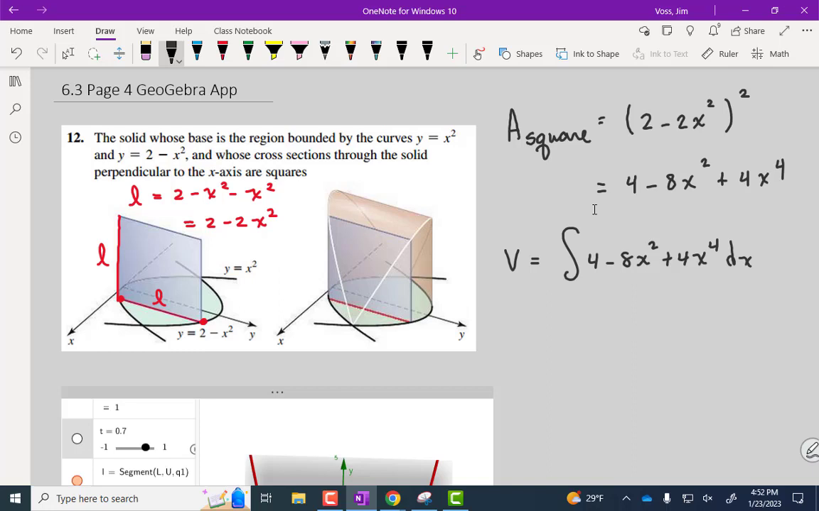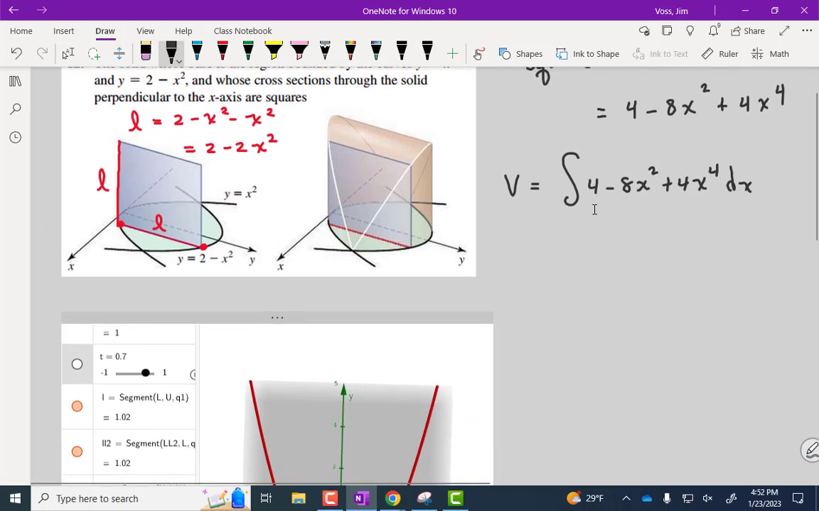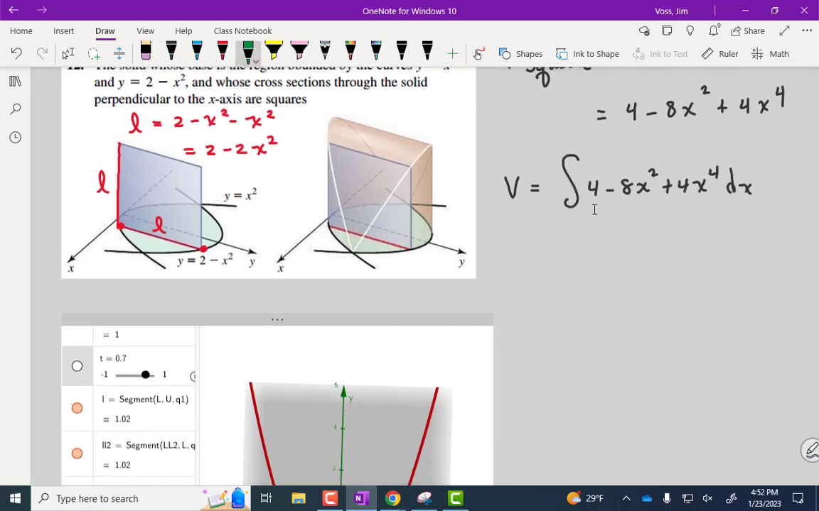And how do we find the limits of integration? We're going to set the two curves equal to each other. So we have x squared is the lower curve, the upper curve is 2 minus x squared. So we end up with 2x squared equals 2. Divide out the 2. We get x squared is equal to 1, so x is plus or minus 1. So minus 1 to 1. Or you could go 0 to 1 and double it. You could use symmetry.